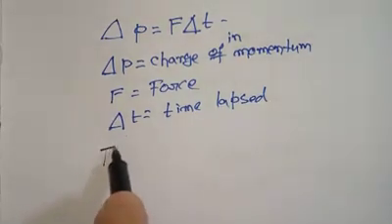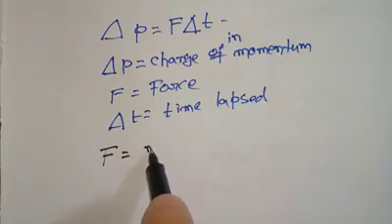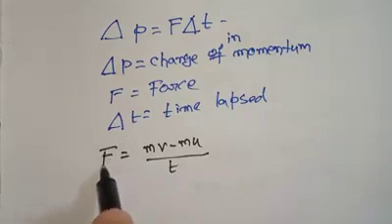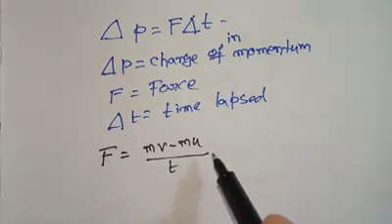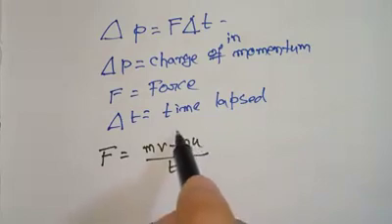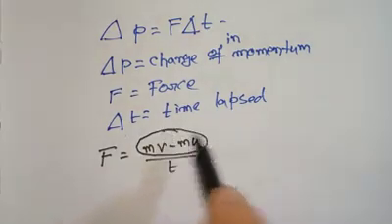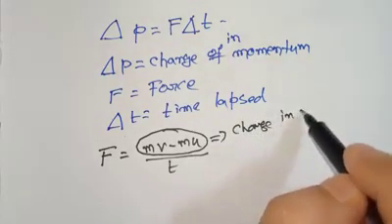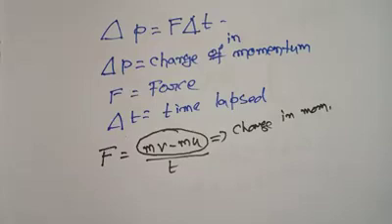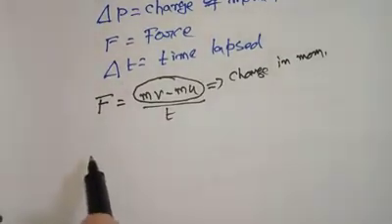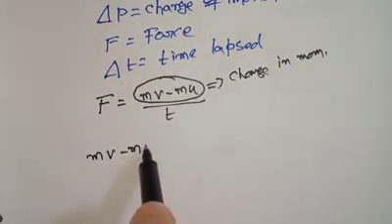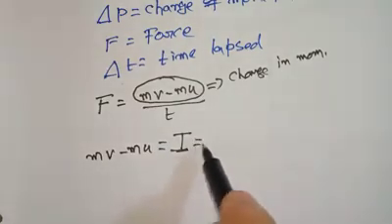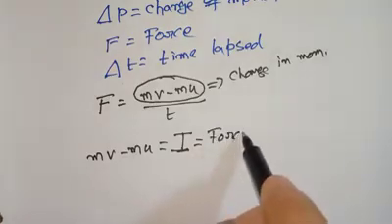So what we can write from there is that F equals (mv minus mu) divided by t. Now, what is the change in momentum? It is mv minus mu. This is what we call the change in momentum. So mv minus mu equals I, the impulse, and I equals force multiplied by time.